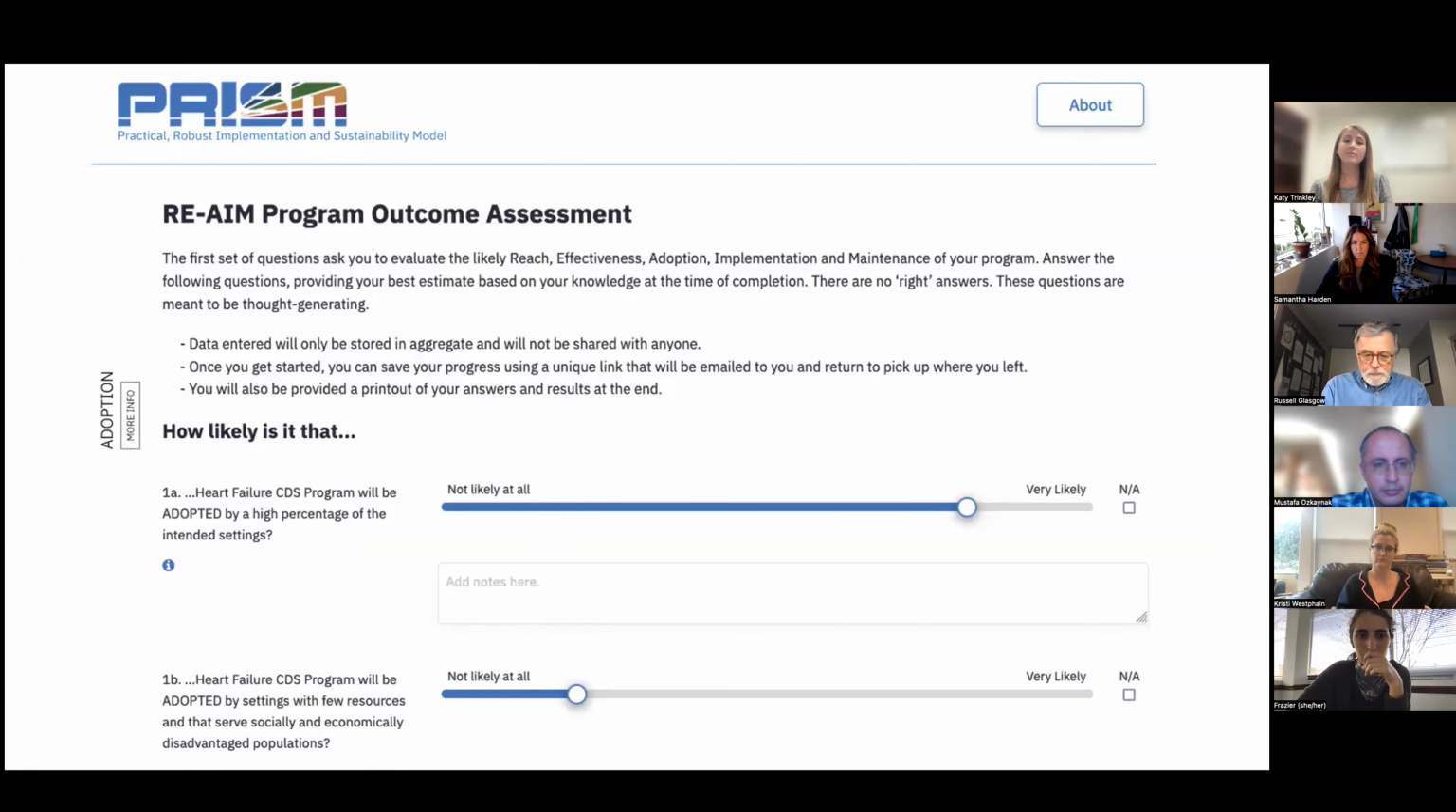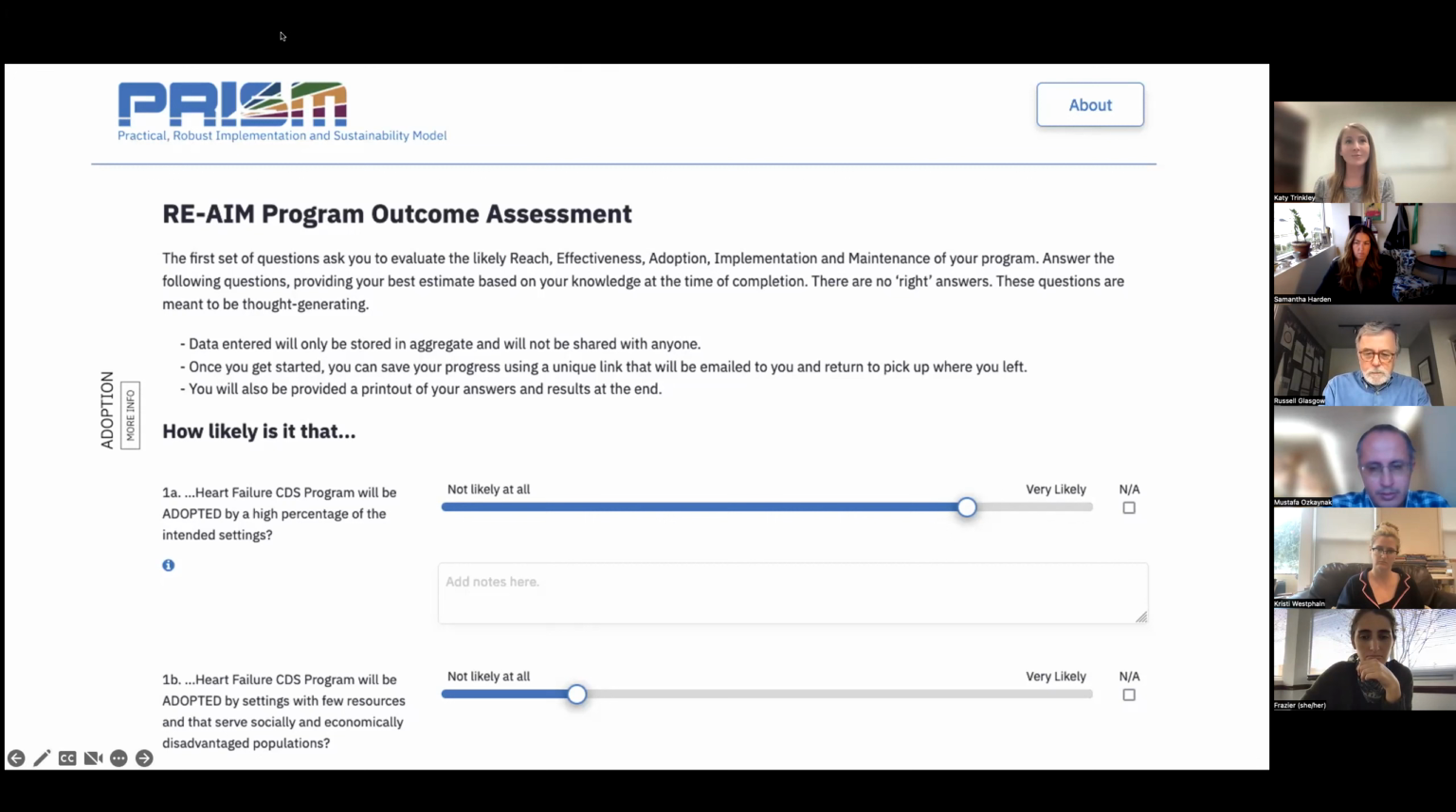Next. This just gives you an idea of how these assessment questions are laid out and what a user would do. Excuse this, it's not fully formatted appropriately yet, but it gives you a sense. What I want you to focus on is that this is REAIM. This is a snippet of the REAIM assessment questions. It asks, how likely is it that your heart failure CDS program will be adopted by a high percentage of intended settings? Note that it has heart failure CDS.